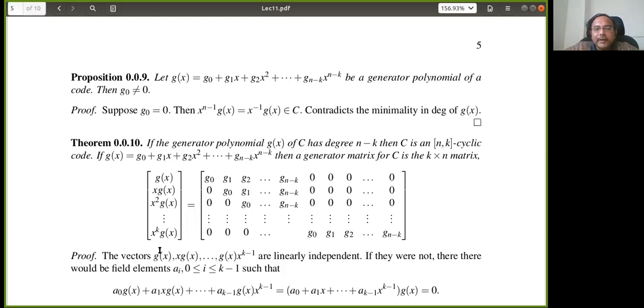How many terms are there? Polynomial of degree n minus 1, how many terms will be there? N terms will be there with the constant, right? That's why there are n columns here. So I am going up to exactly k steps. So then I will get it this way.